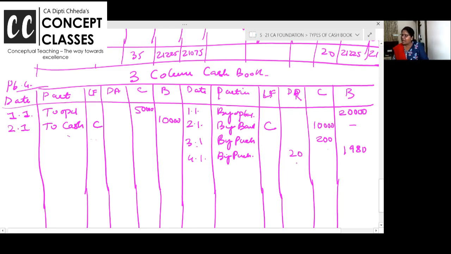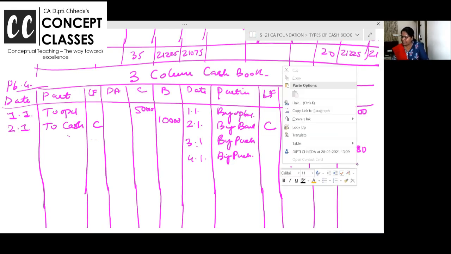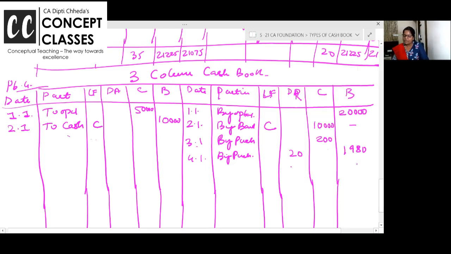Once again, I have purchased the goods for 1980. Actually, I have purchased goods worth 2,000, but they are giving me a discount of 20 rupees. 1% of 2,000 is 20 rupees. So how much payment should I make? 1980. Clear? Next.